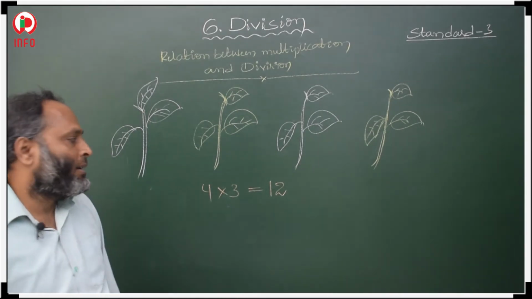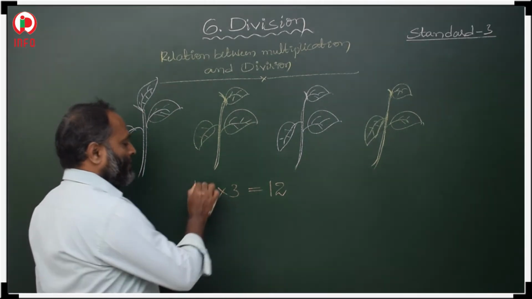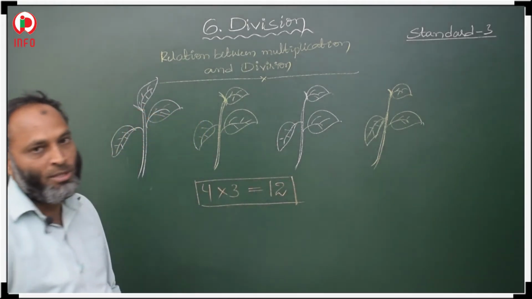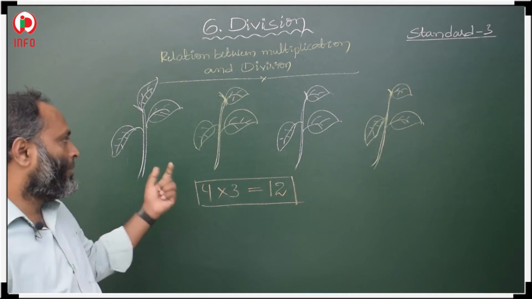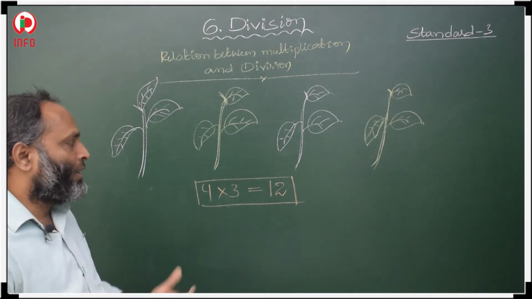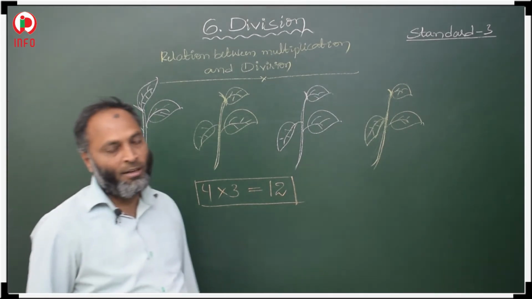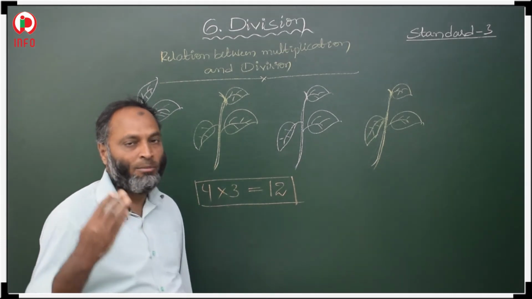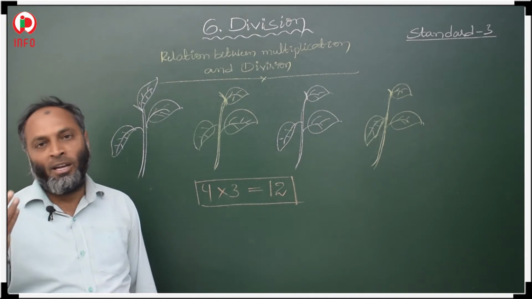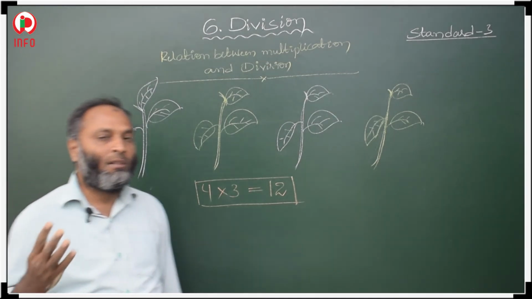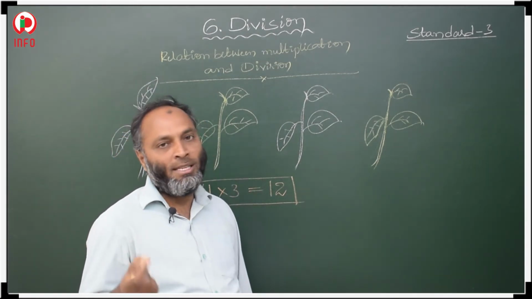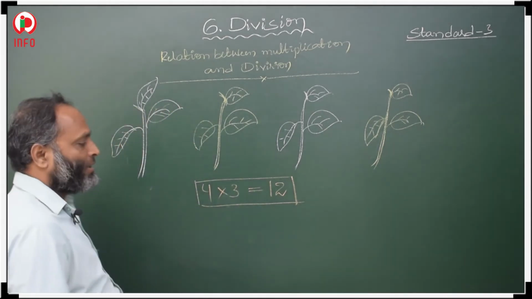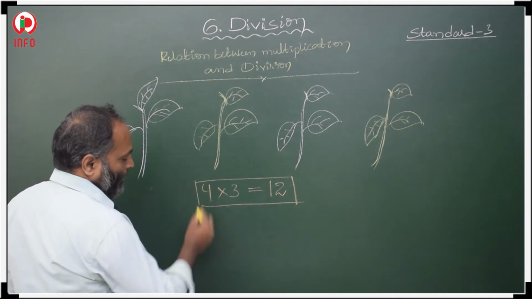Then what about division? How to represent division? See here, suppose 4 bunches were there, total 12 leaves were there. Total 4 trees were there. Suppose you think that 4 trees were there and 12 leaves were there. Then how many leaves are there in each tree? So then how to represent? Total how many leaves were there?